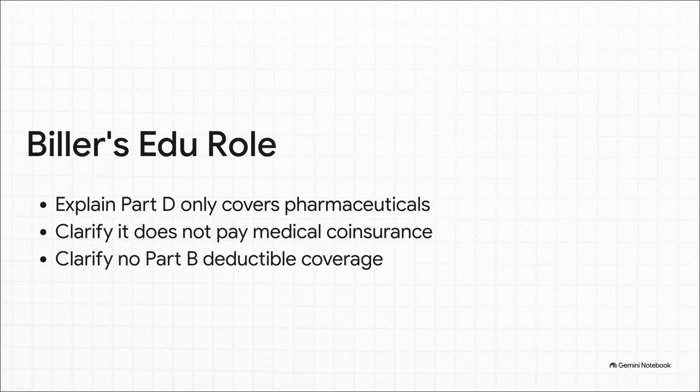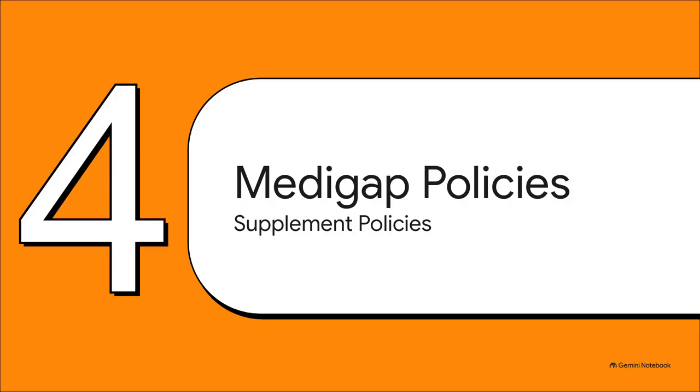This means you have to step into an educational role. It falls on you to clearly and politely explain to patients that Part D covers pharmaceuticals only. You have to clarify that it's never going to pay their medical coinsurance for an office visit, and it absolutely does not cover their annual Part B deductibles. Look, managing patient expectations right here at the desk prevents some really angry phone calls when they get their patient statement later on. Which brings us to the actual solution.